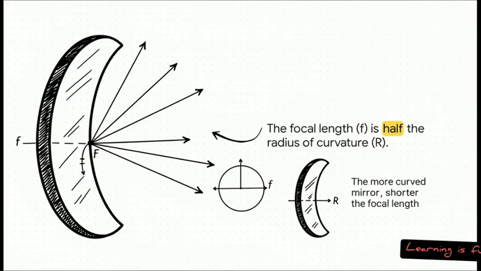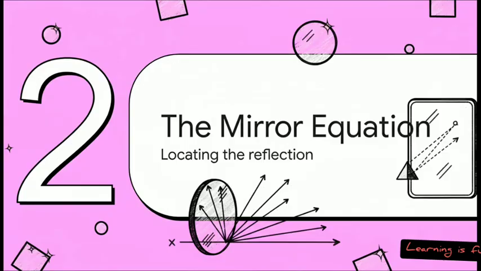And that idea leads us straight to our very first tool. The distance from the mirror to that focus point is what we call the focal length, or F. And the rule couldn't be simpler. The focal length is just half of the mirror's radius of curvature, r, the radius of the big sphere that the mirror is a slice of. So our first formula is F equals r divided by 2. That's it. The curvier the mirror, the shorter the focal length. This is our foundation.